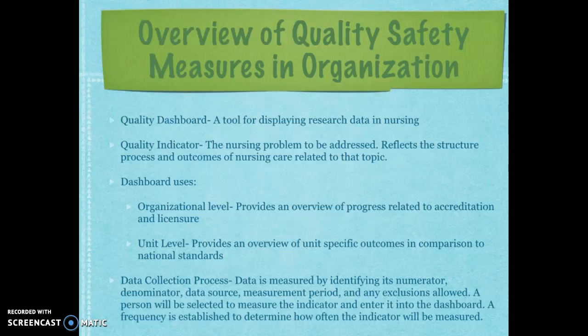Dashboard uses at an organizational level provides an overview of progress related to accreditation and licensure. At a unit level, it provides an overview of unit-specific outcomes in comparison to national standards. The data collection process is measured by identifying its numerator, denominator, data source, measurement period, and any exclusions allowed. A person will be selected to measure the indicator and enter it into the dashboard. A frequency is established to determine how often the indicator will be measured.